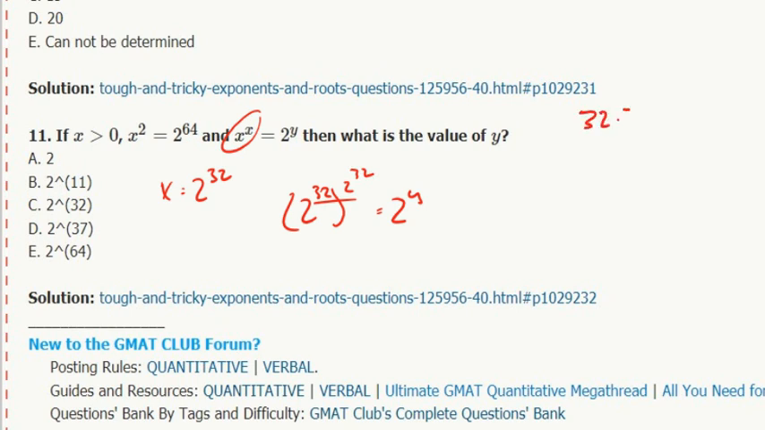How do I do 32 times 2 to the 32? Well, I do 2 to the 5th times 2 to the 32. So 2 to the 37. So that whole thing is 2 to the 37. So now I know that. That's as far as I can go with that. So y equals 2 to the 37.